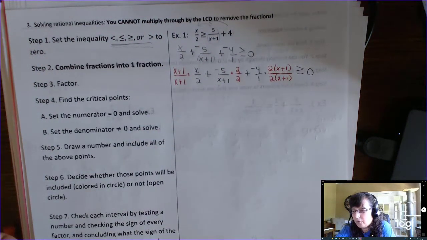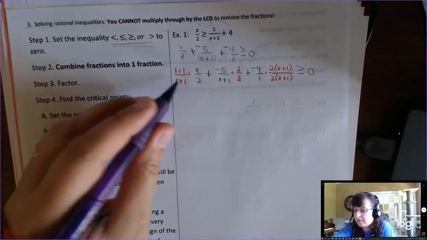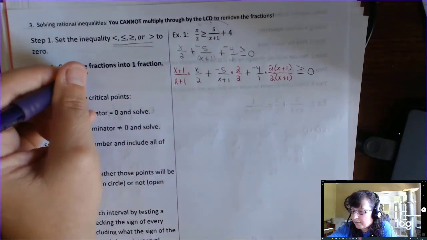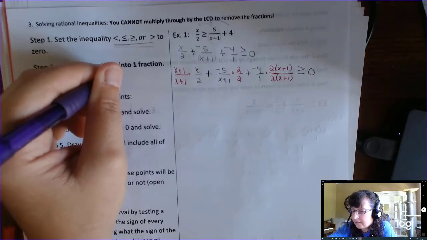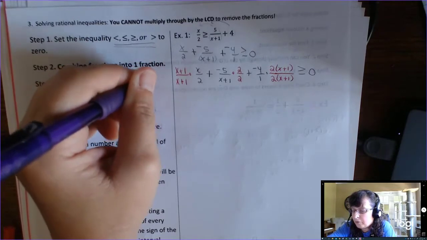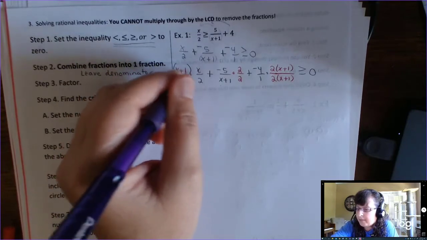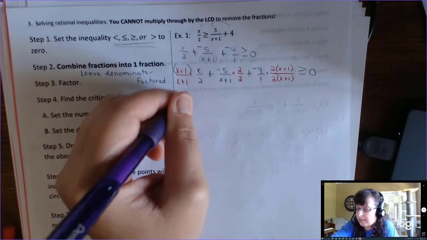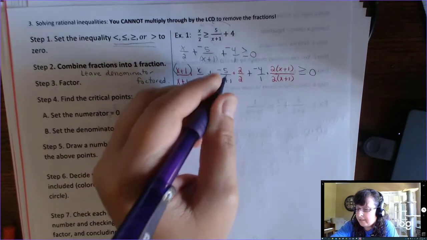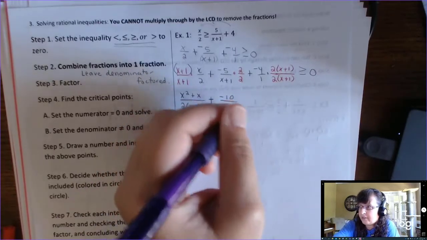Okay, so now you want to multiply all of that together, but you always want to leave the denominator factored. There's no need to multiply out the denominator. We have to multiply out the numerator. So this is x times x plus 1, that's x squared plus x over 2 times x plus 1, plus a negative 10 over 2 times x plus 1. I'm just leaving this factored.